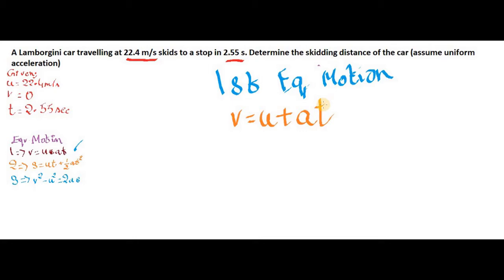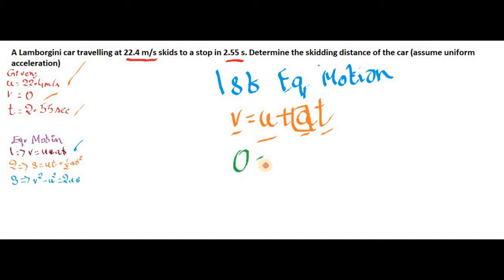The first thing is v, so we have v here. The next thing is u, and we have u here. Acceleration, we don't have, so let's leave it. The other one is t, and t also we have there. Okay then, let's substitute the values and solve it.